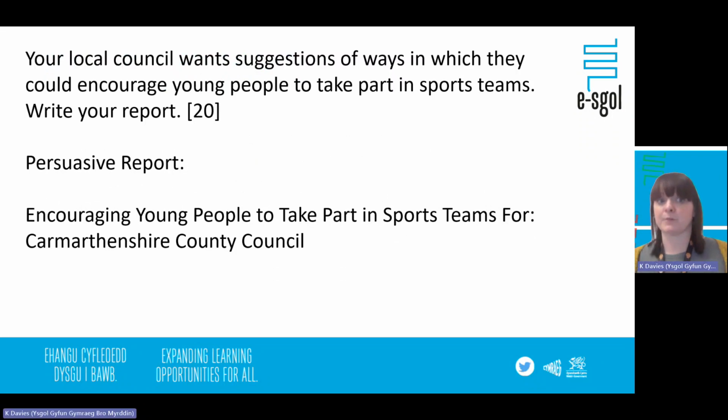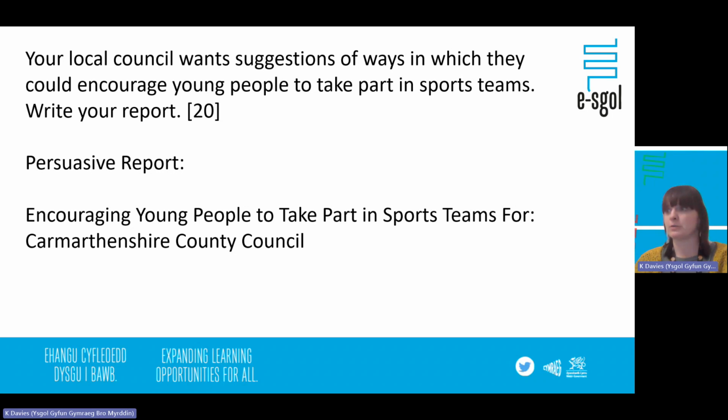So this is an example of a persuasive formal report that you could potentially be asked to write. So you've got, your local council wants suggestions of ways in which they could encourage young people to take part in sports teams. Write your report. So, encouraging young people to take part in sports teams for Carmarthenshire County Council would be your heading then, or whatever council you're writing for. Okay, so suggestions of ways in which they could encourage young people to take part in sports.